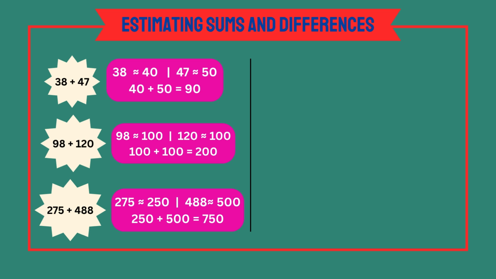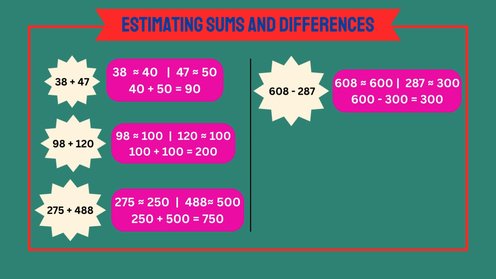Now let's try subtraction. 608 minus 287. We make the numbers easy by rounding. 608 becomes 600. And 287 is rounded to 300. Now we have 600 minus 300. That is equal to 300. This is our estimate. The actual answer of 608 minus 287 is 321. The estimated answer is near to the actual answer. It means our estimation is correct.